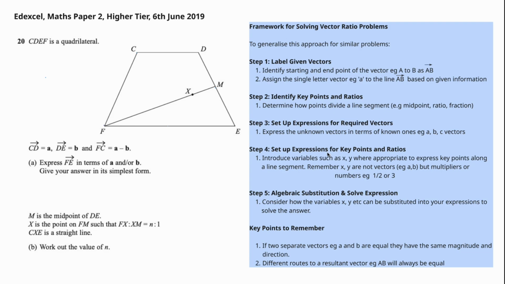And in step four, we're asked to set up an expression for key points and ratios. And this is where we introduce our own variables, such as x and y, where appropriate, to express key points along the line segment. Remember, x and y are not vectors, as they are with a and b, but rather multipliers or simply numbers such as a half or 3 or 4.